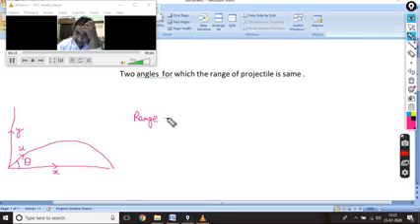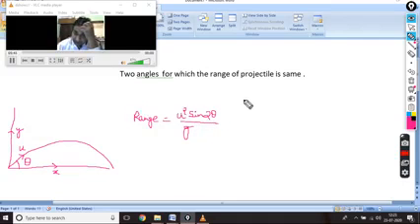See, the range of the projectile came out to be u square, if you remember. It was u square sine 2 theta divided by g. Okay, the projectile range is equal to u square sine 2 theta divided by g.